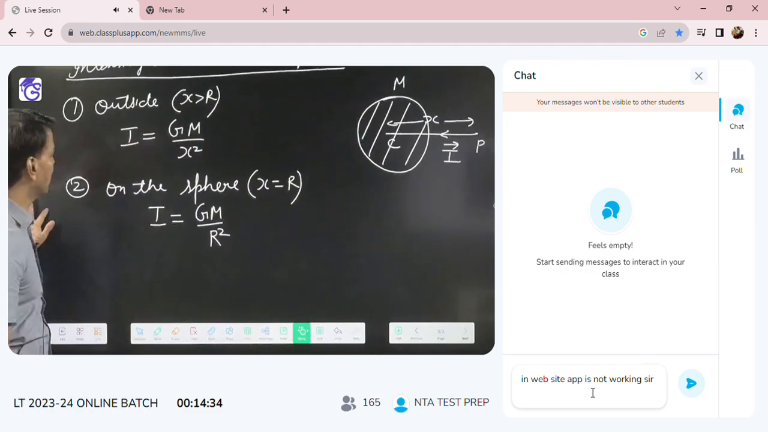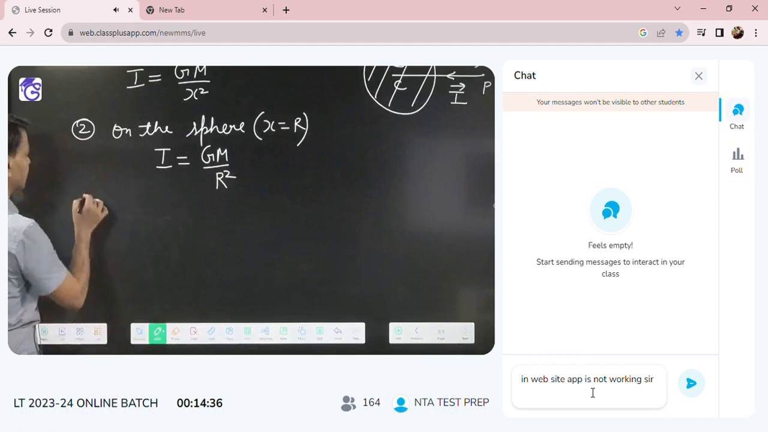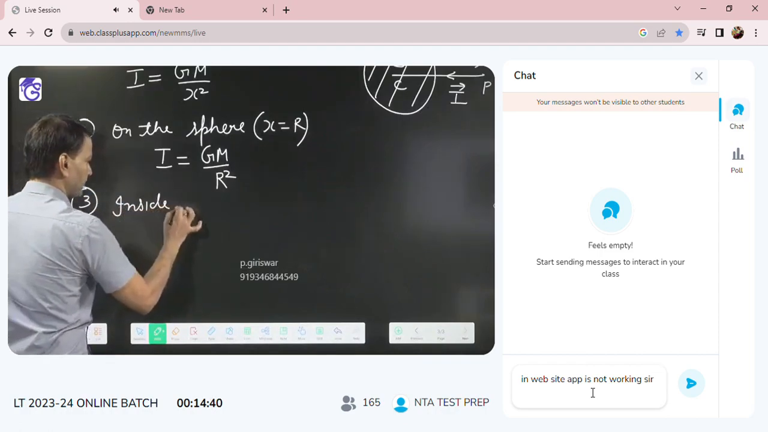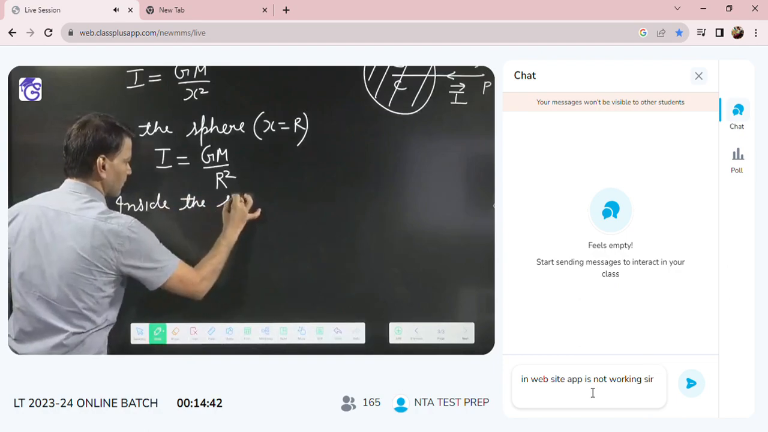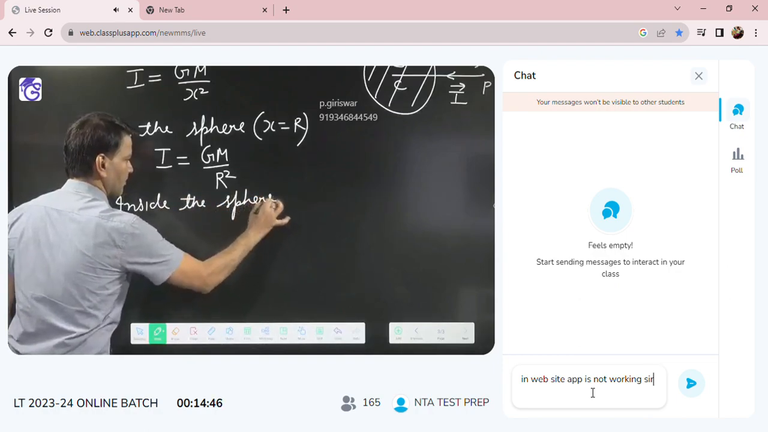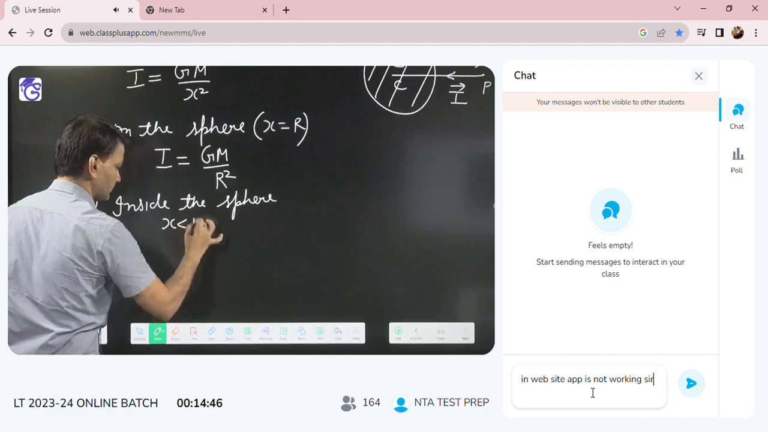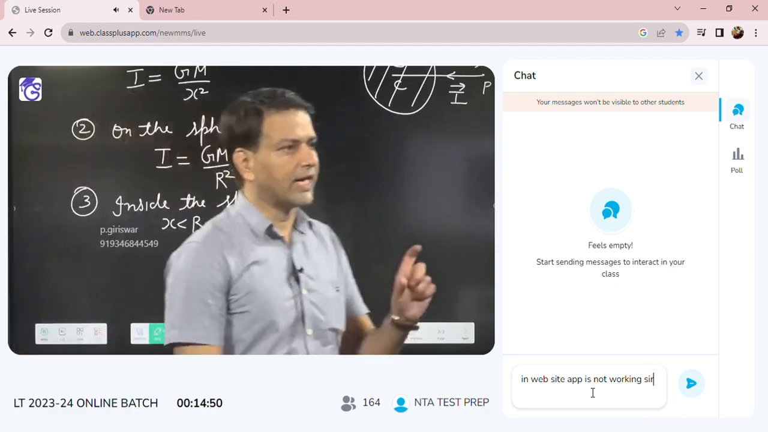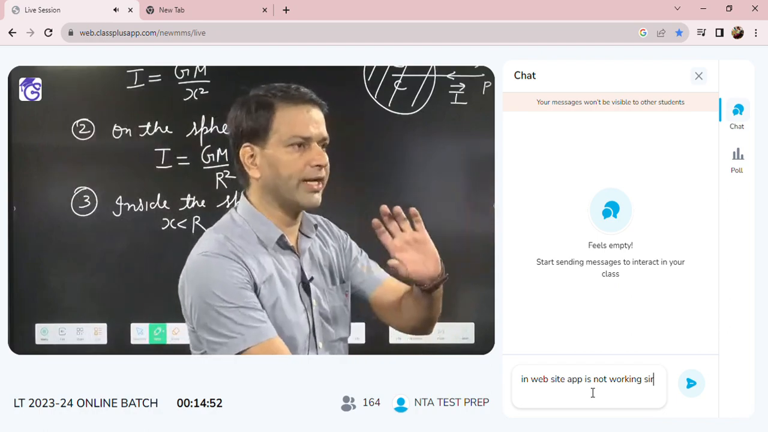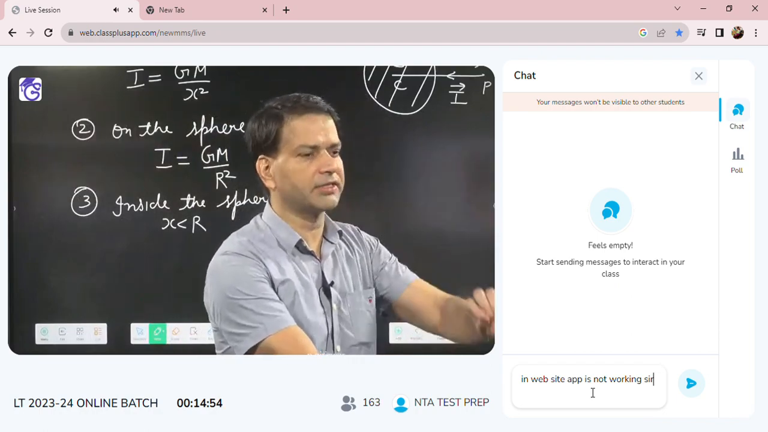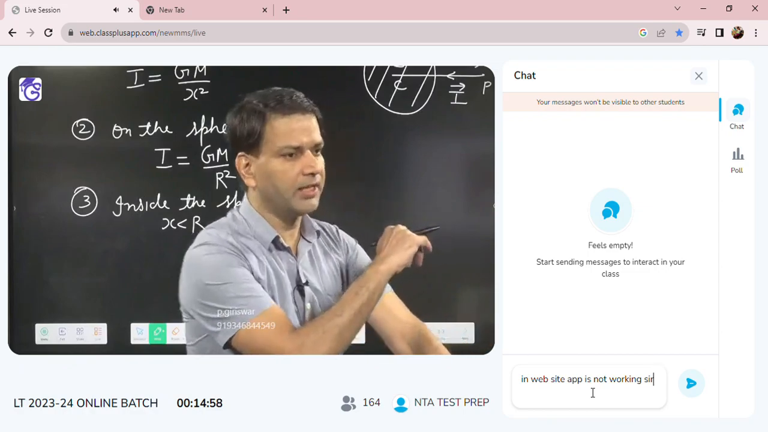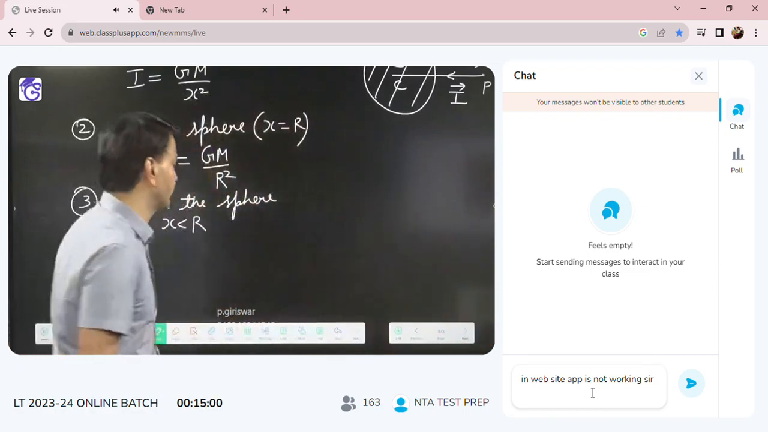Third one, like inside the shell, inside the sphere. X less than R. Okay. Inside, the result is different for the shell. Outside and on the surface, the result is the same, whether it is a shell or a sphere. But inside the shell, intensity is 0. But for the sphere, you can think about it like this.